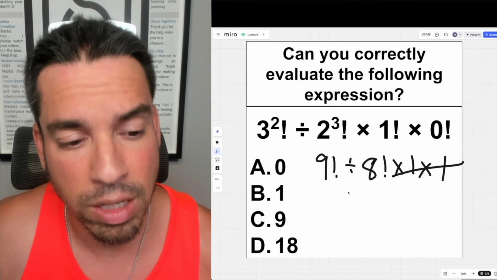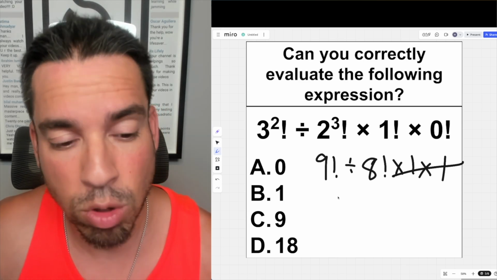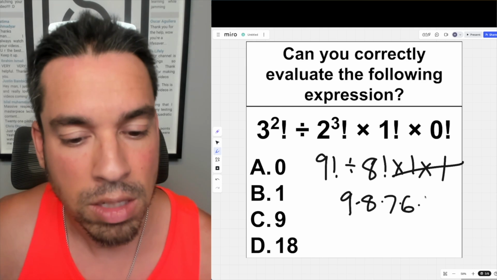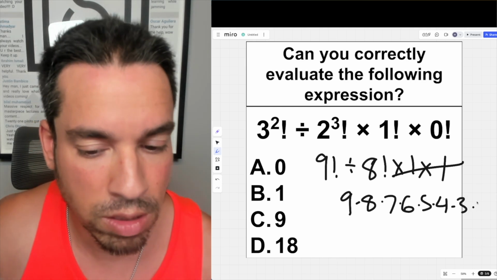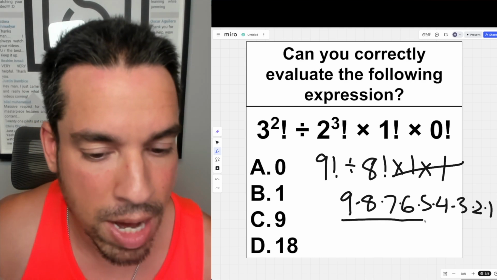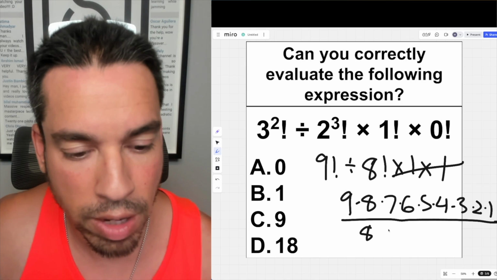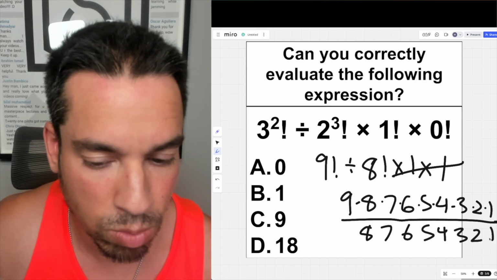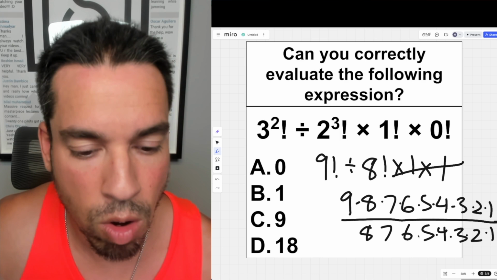So this is very interesting. I'm going to write out 9 factorial without actually calculating it. So we have 9 times 8 times 7 times 6 times 5 times 4 times 3 times 2 times 1. On the bottom, I'm going to write out 8 factorial. 8 times 7 times 6 times 5 times 4 times 3 times 2 times 1. So now we have it all laid out.